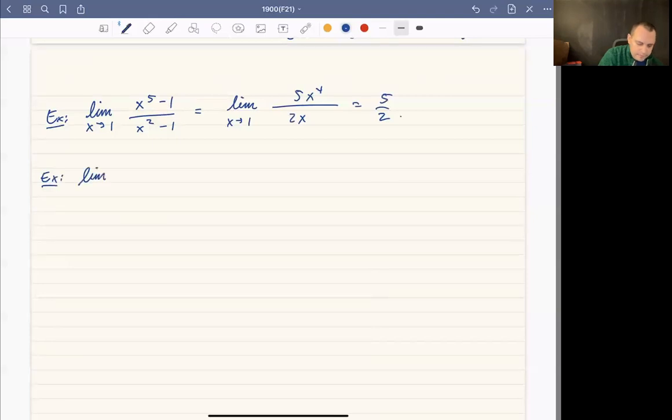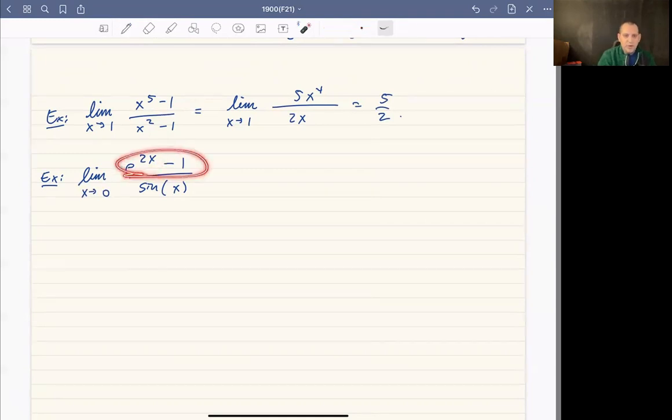All right, let's look at the limit as x approaches 0 of e to the 2x minus 1 over sine of x. And we want to look at what happens as x approaches 0. Again, as x goes to 0, e to the 0 is 1. So e to the 2x minus 1 will be 0 when x is 0. And likewise, sine of 0 is 0.